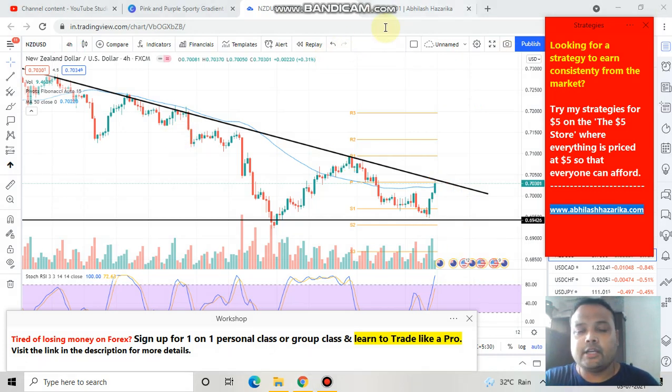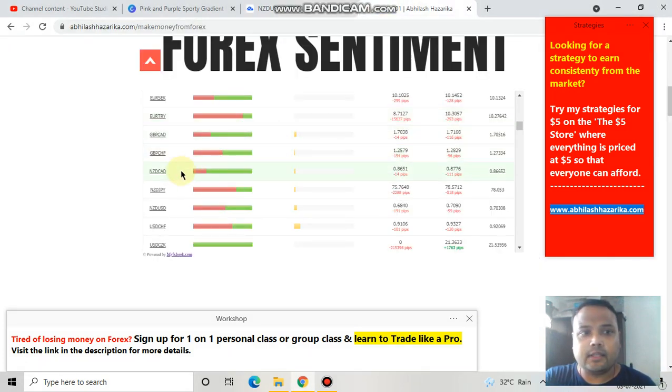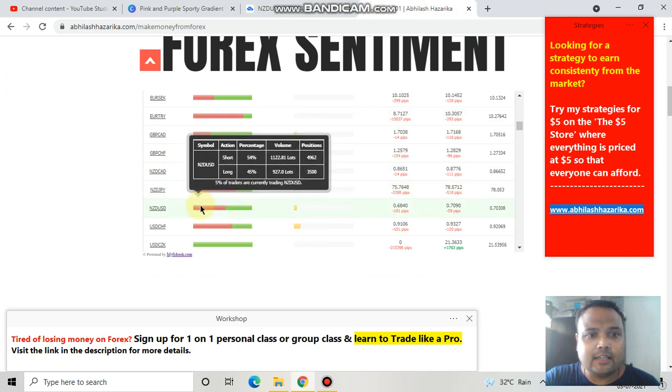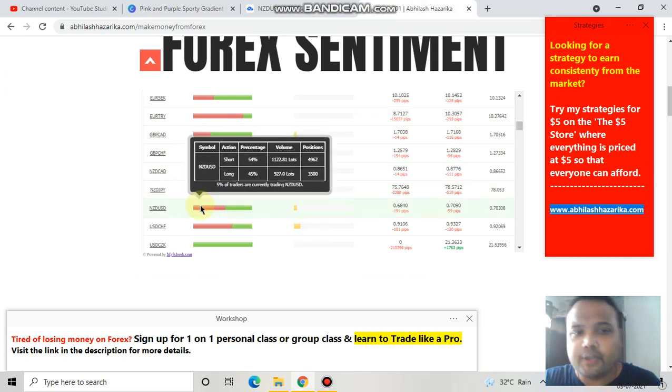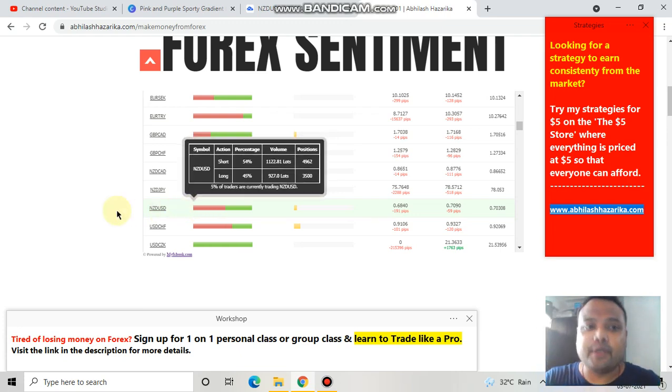If you would like to check the Forex sentiment meter, you can see that we are not having a clear picture there either, because 54% of traders have taken a short position and 45% have taken a long position. Even retail traders are confused. Most of the time they lose money, but still here they are in a quite confused state right now. So the Forex sentiment meter is also not giving us a clear picture.